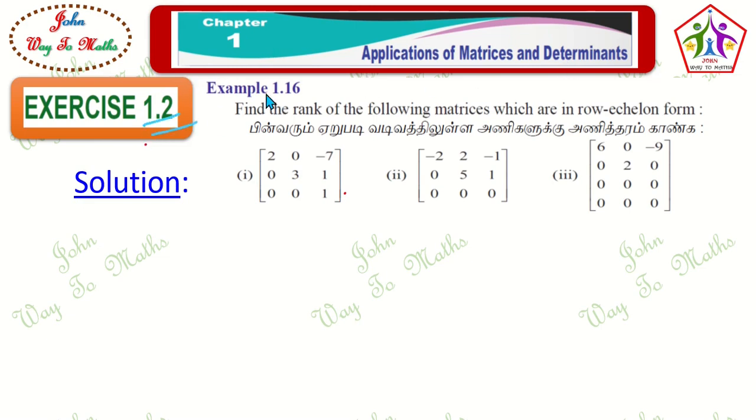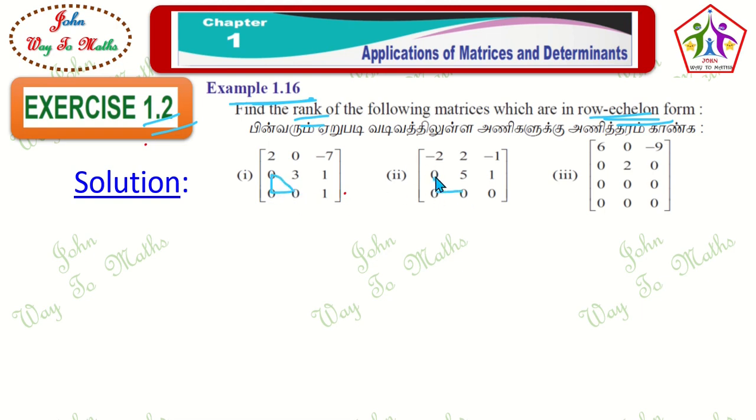Exercise 1.2, example number 1.16. Here, find the rank of the following matrices which are in row echelon form. Row echelon form means, first I'm going to consider the first sub-division matrix. Here the upper triangular matrix is there. So first subdivision, second subdivision, third subdivision matrices are upper triangular matrices. Here they form a triangular formation with 0 0 0, so that means row echelon form.